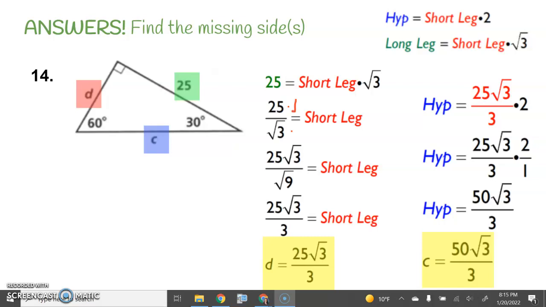So remember, we're going to multiply by the square root of 3 over the square root of 3. And then we can multiply straight across the numerator and straight across the denominator. So this would give me 25 root 3 over the square root of 9. Life is wonderful because the square root of 9 is 3, and I am done.